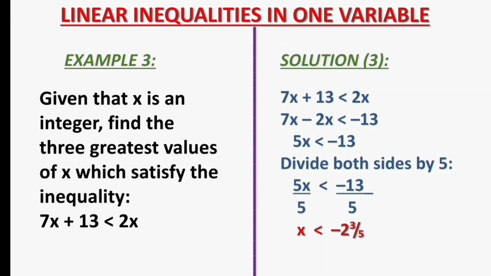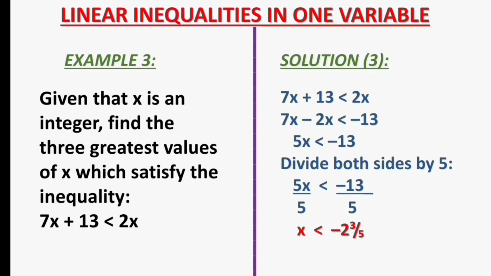Solving the inequality 7x plus 13 is less than 2x. We are going to collect like terms to simplify. That should give us 5x is less than minus 13. Next, let's divide both sides by 5. That will give us 5x divided by 5 is less than minus 13 divided by 5. The solution to the inequality is x is less than minus 2 whole number 3 over 5.